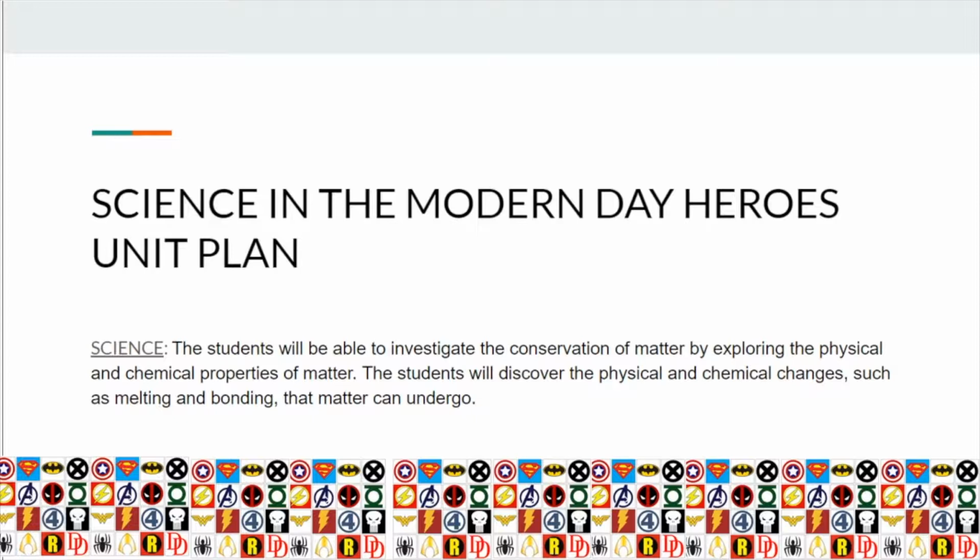For science, the overall goal for the students to be able to achieve by the end of the unit revolves around the physical and chemical properties and changes of pure substances. The students will be able to explore this aspect of matter by learning many new key concepts such as luster, malleability, melting, and bonding. The students will also learn about the law of conservation of mass and the importance of this law in chemical reactions.